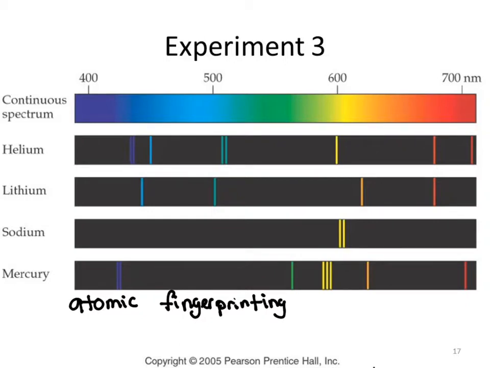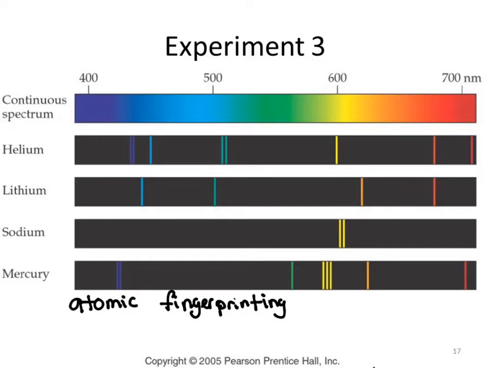So if you've ever wondered, how do scientists know what's around an extrasolar planet? It's because of this atomic fingerprinting. We know the spectra for all the different elements. And so if we have a spectra from a distant planet or a distant star, we can compare that with our known and figure out what the unknown was made up of.